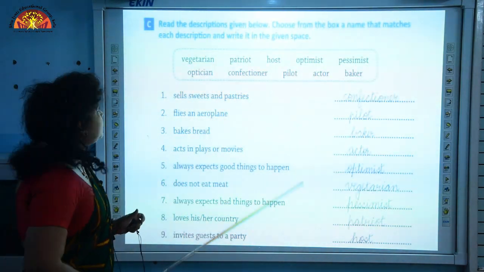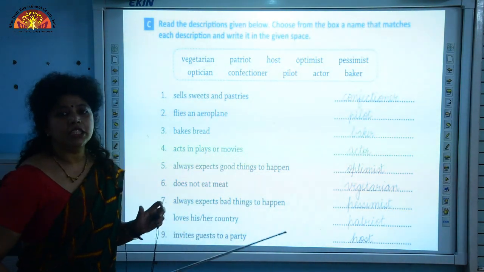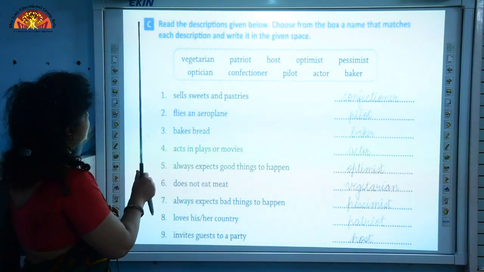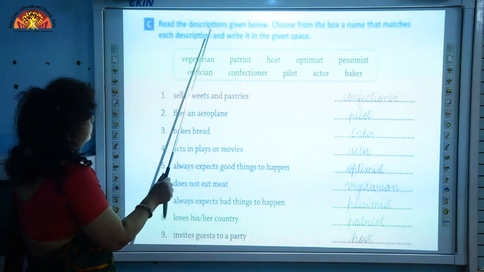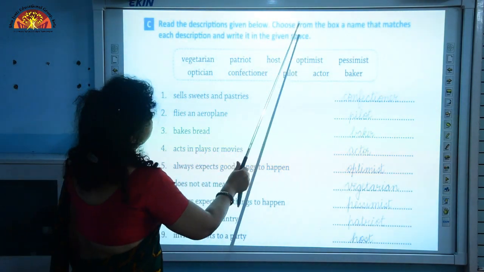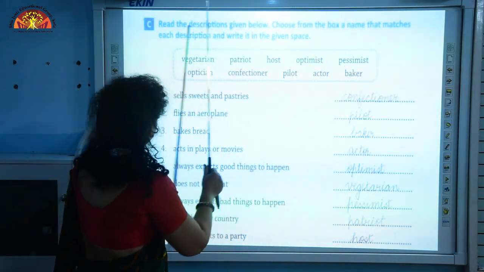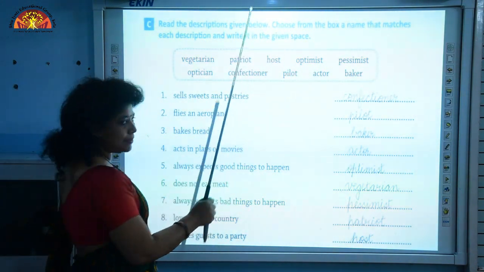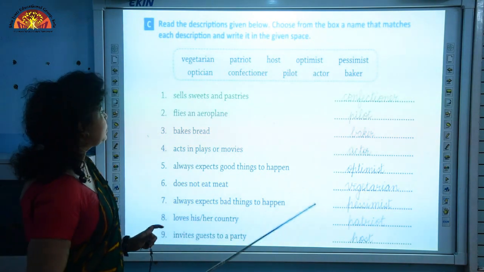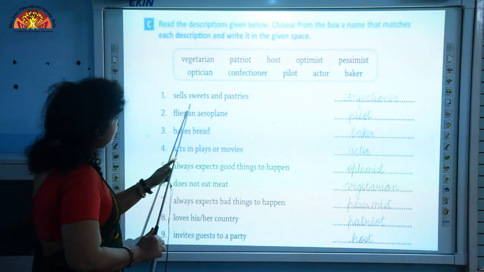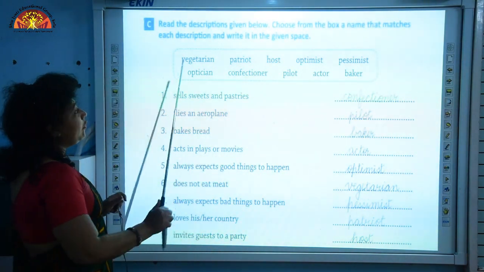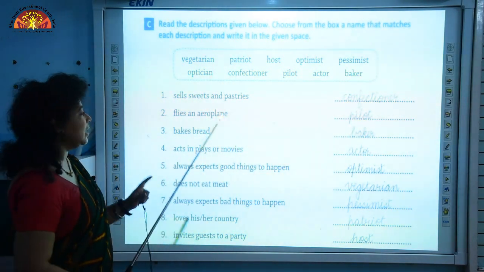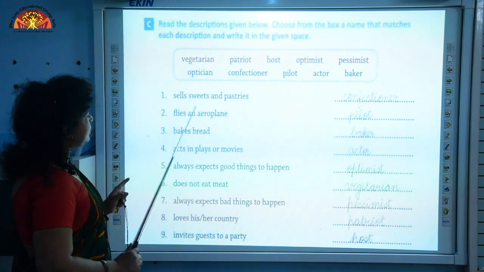Let us now come to exercise C on page number 2. Please open your textbook, page number 2, exercise C. Read the descriptions given below. Choose from the box a name that matches each description and write it in the given space. So, what are we supposed to do? We have to read this description here, and from this box we have to choose the correct name. So, let us start with the first question.